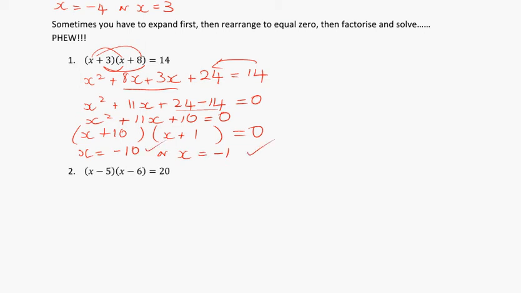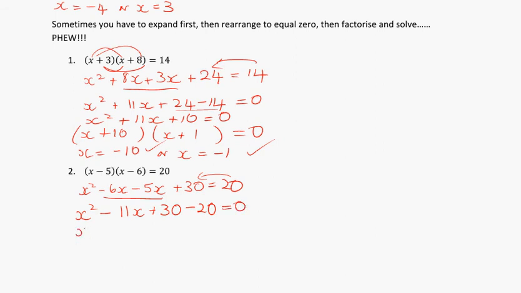Phew! Try this one. I notice it's not equal to 0, so I have to multiply it out first. X squared minus 6x minus 5x plus 30 is equal to 20. Simplify the middle term and bring your number over. X squared minus 11x plus 30 minus 20 is equal to 0. Keep going. It's all about one step at a time. X squared minus 11x plus 10 equals 0.